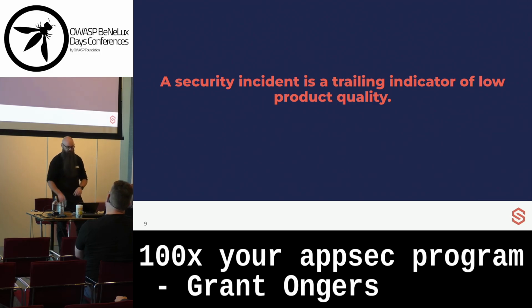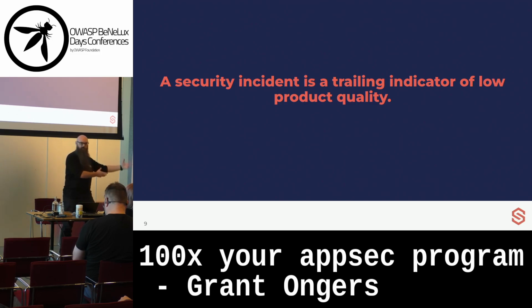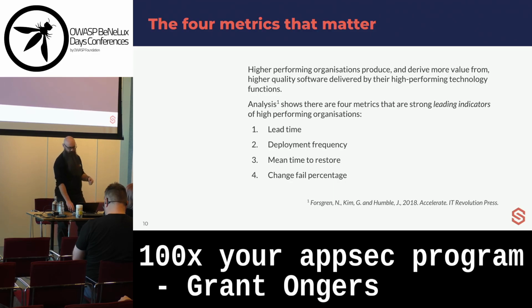Taking all of this into account, a security incident is really a trailing indicator of low software quality. Problems set in long before you have that security issue. So security incidents tend to indicate long-term trends. We've been doing things badly for long enough that our software, our code, has been breached in some way. How do we manage to do that with some kind of leading indicators?